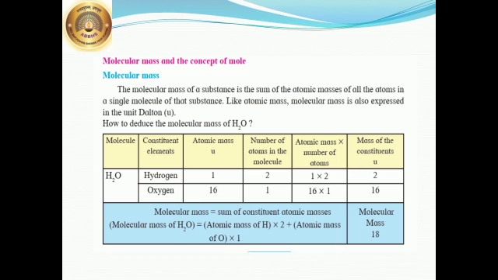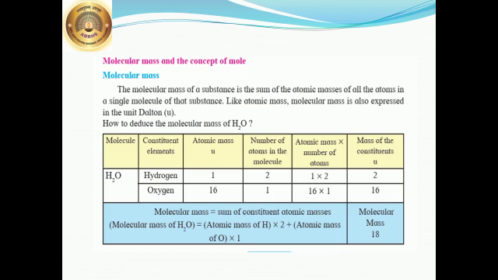Now how many hydrogens are there in H2O? 2. How many oxygens? 1. So we write the number of atoms in the molecule: H is 2 and oxygen is 1. Atomic mass is multiplied by the number of atoms in the molecule. So 1 multiplied by 2, and 16 multiplied by 1. The mass of hydrogen is 2 and of oxygen is 16. Now add these two. What do you get? The molecular mass of water is 18. I hope this is clear to you.